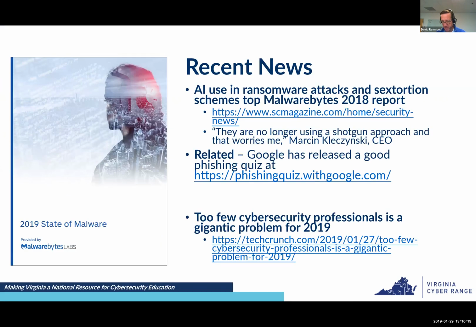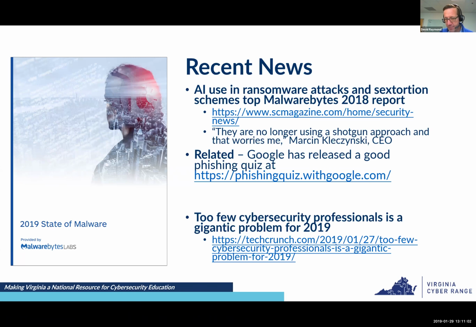Okay, we'll start with some recent news, as we often do. Here's a weekly news story. The first bullet there is from SC Magazine, which is an online computing magazine, and they refer to the Malwarebytes annual report. So it's kind of funny. The title of their news story says Malwarebytes 2018 report. Really what they're talking about is the 2019 State of Malware report, but it's reporting on their observations from 2018, right?